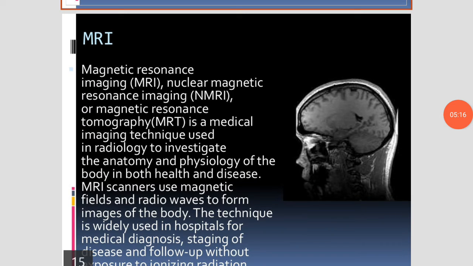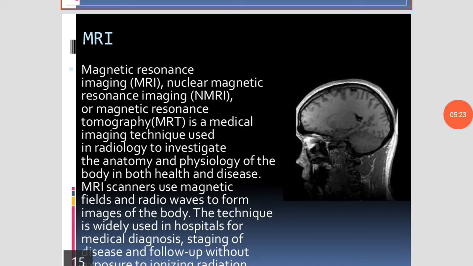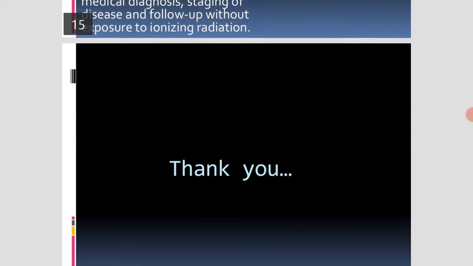The next sensor is MRI, magnetic resonance imaging. MRI, nuclear magnetic resonance imaging, NMRI, or magnetic resonance tomography, MRT, is a medical imaging technique used in radiology to investigate the anatomy and physiology of the body in both health and disease. MRI scanners use magnetic fields and radio waves to form images of the body. The technique is widely used in hospitals for medical diagnosis, staging of disease, and follow-up without exposure to ionizing radiation.